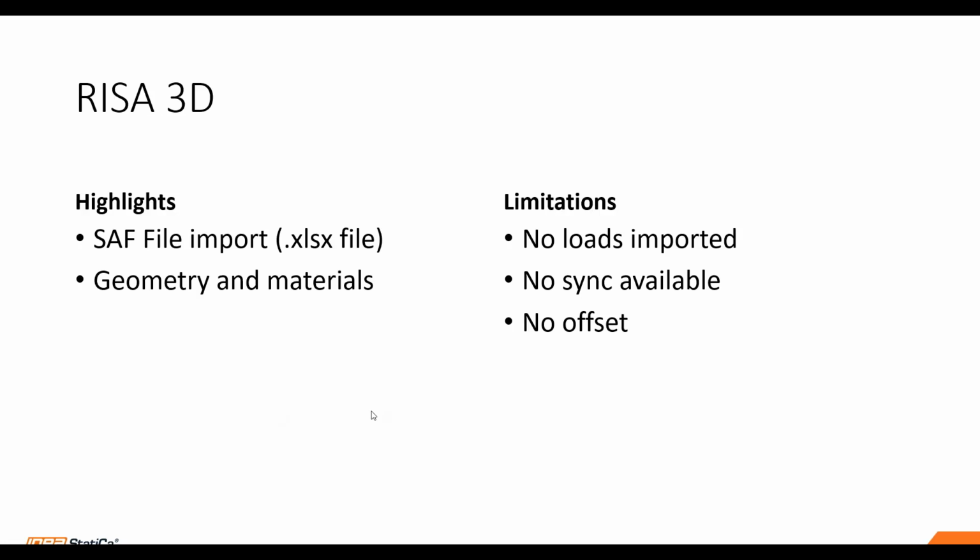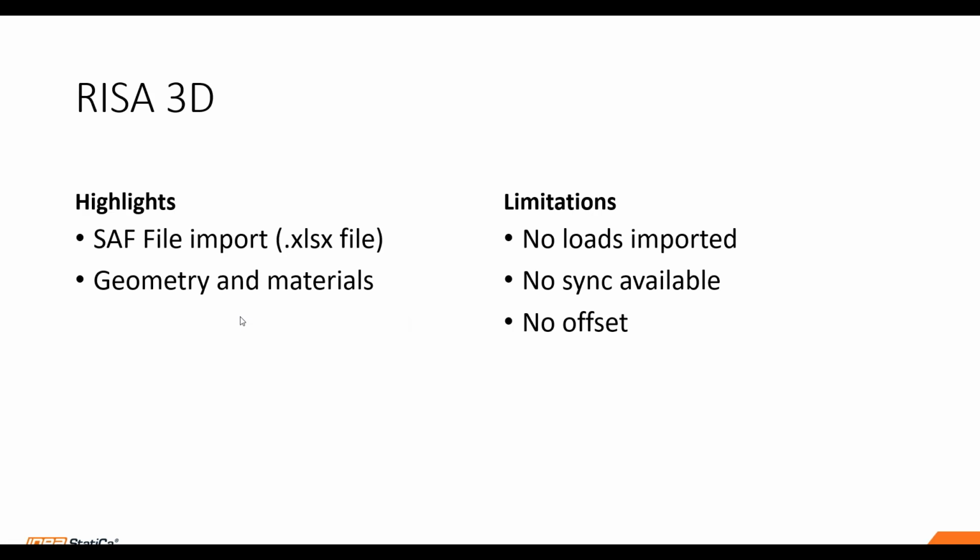I have first the highlights and limitations here. The way that we import Reset 3D files is through this SAF file. So you need to open Reset 3D, the model you are working on, and export that to this type of file, SAF. That will be an Excel file, okay? Only geometry and materials will be exported, or well, we are only going to read geometry and materials.